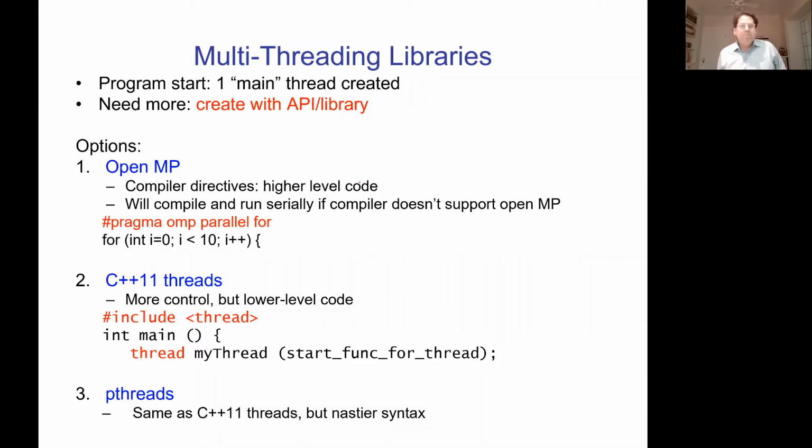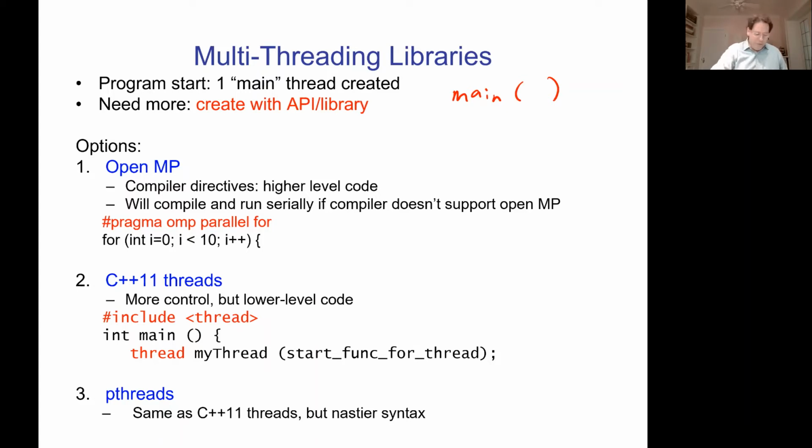Okay, so let's talk about multi-threading libraries. When you write a normal program, your program starts one main thread. In C++ and C, execution starts in a function called main, and main actually starts a thread. So far, all the programs that most of you at least have written have just used that one thread. If you want more threads, you have to create them with some kind of application programming interface or library. And you've got a few options to do this.